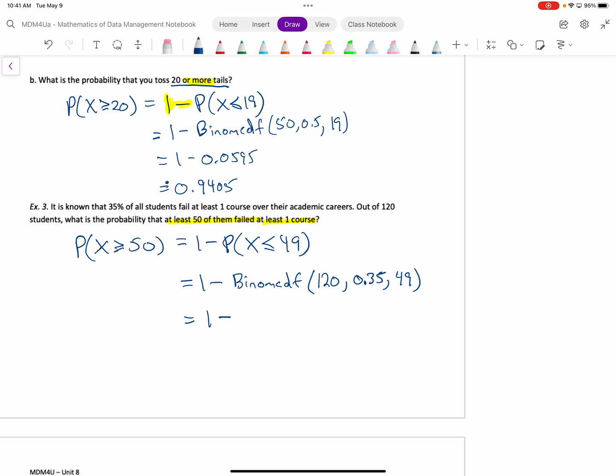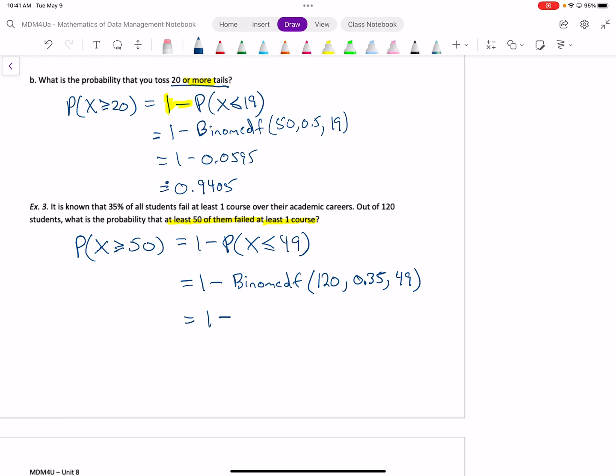Yep. So if it was less than 50, then you wouldn't have to do the 1 minus. No, exactly. You would directly put in probability that X is less than or equal to 49. Okay. Yeah, exactly. That's the tricky part here, the wording, in order to know which one you have to use, 1 minus or not.